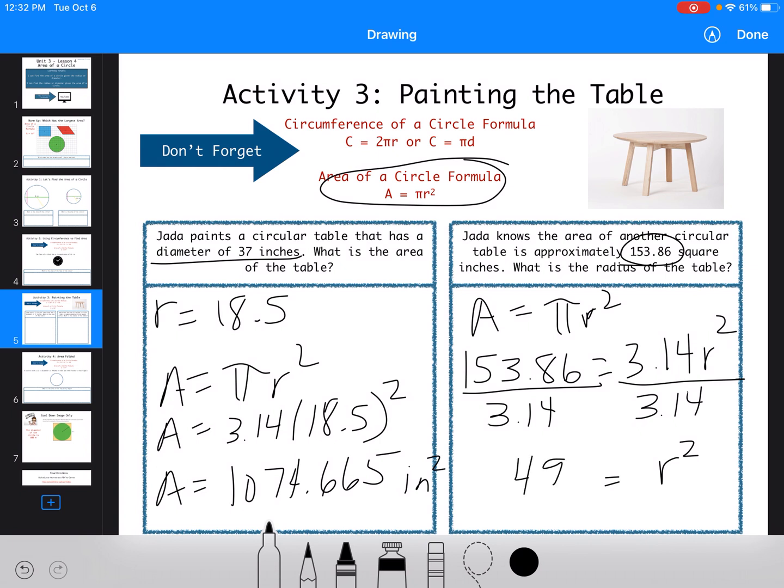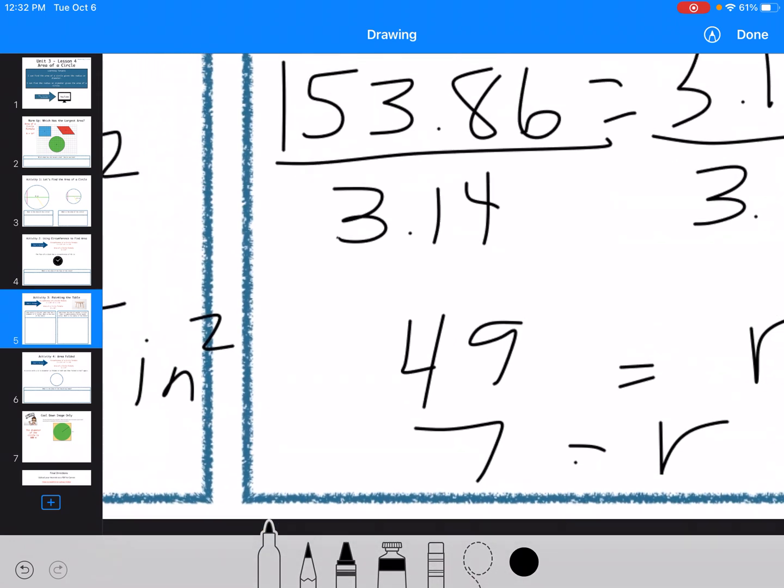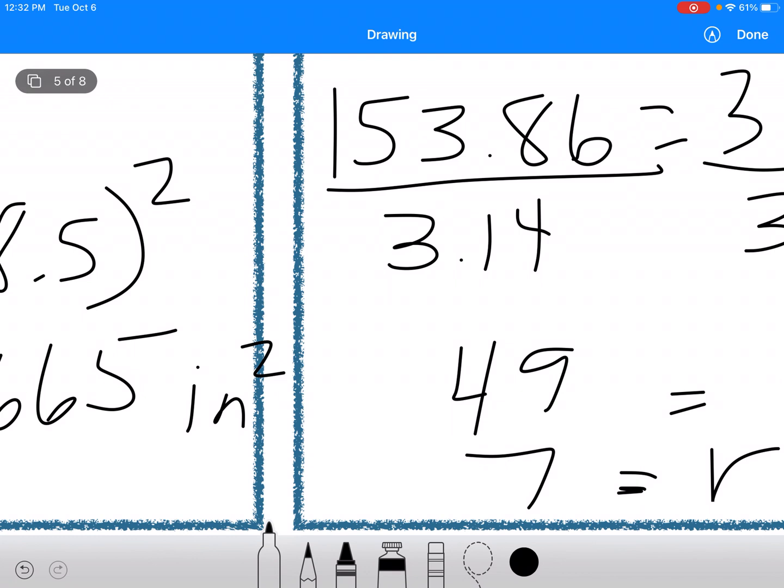But 49 isn't really my radius because it's radius squared. So I have to think to myself, what number times itself is 49? So 5 times 5 is 25, 6 times 6 is 36, 7 times 7 is 49. So 7 is my radius. And I have to give it a unit of measure. So it's 7 inches because it's a distance.